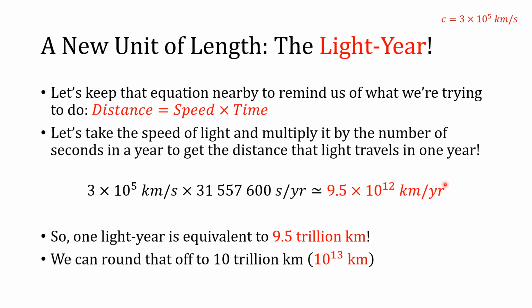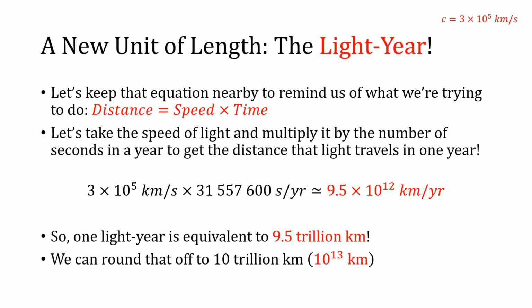That's what I was saying about how we don't need to worry about the per year part, because that was by design. We were talking about a specific 1 year period. But anyway, this answer is telling us that light travels 9.5 times 10 to the 12 kilometers each year. So that's the distance that's equal to 1 light year.